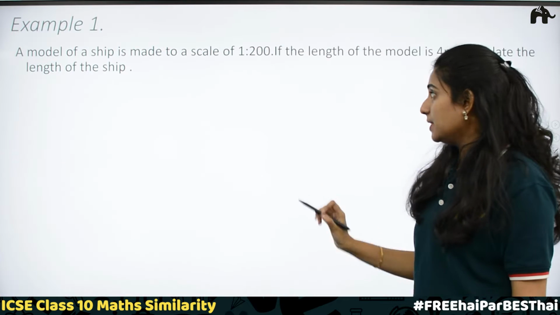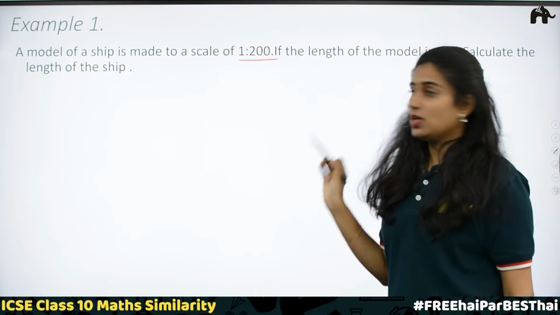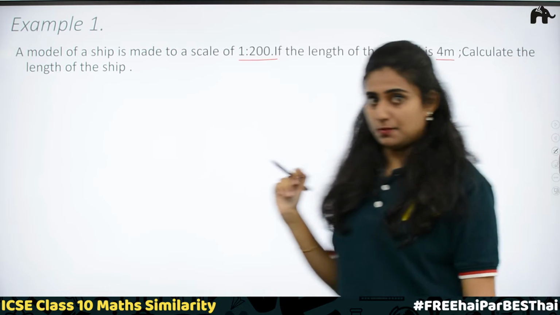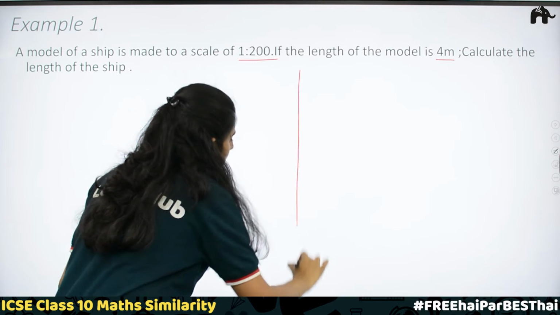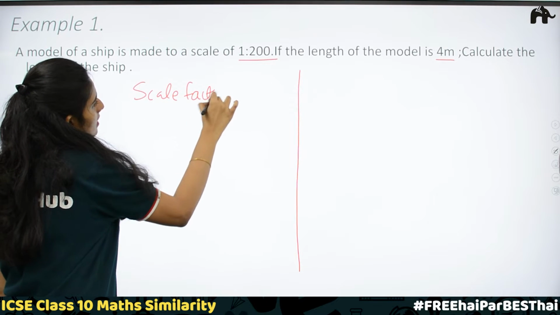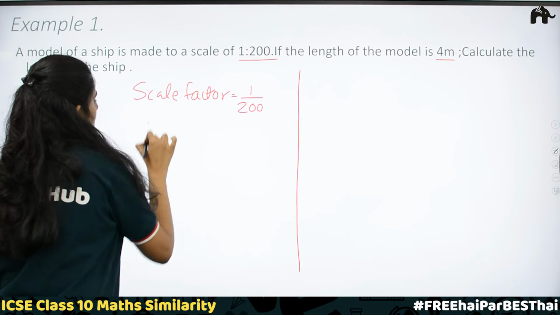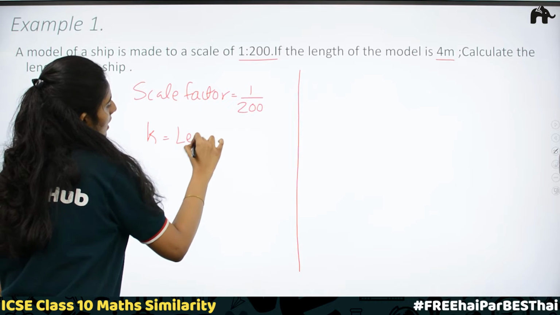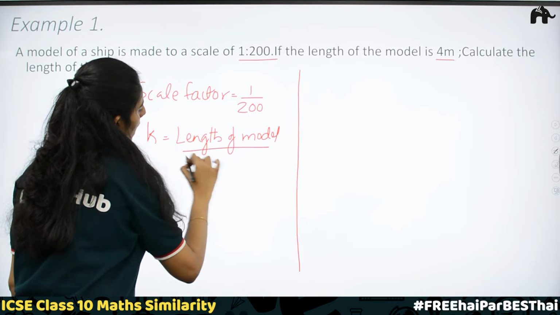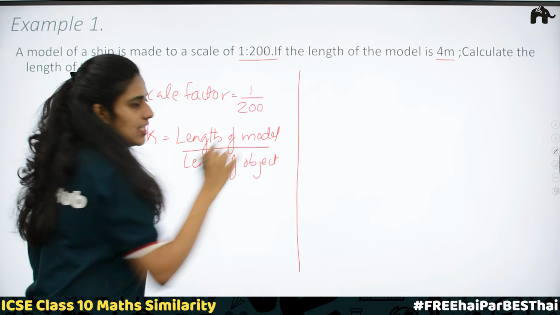Let us take an example. A model of a ship is made to a scale of 1:200. If the length of the model is 4 meters, calculate the length of the ship. Here, it is clear that the scale factor is equal to 1/200. Okay, we have scale factor K is equal to length of model divided by length of object. Yes, we have studied this.